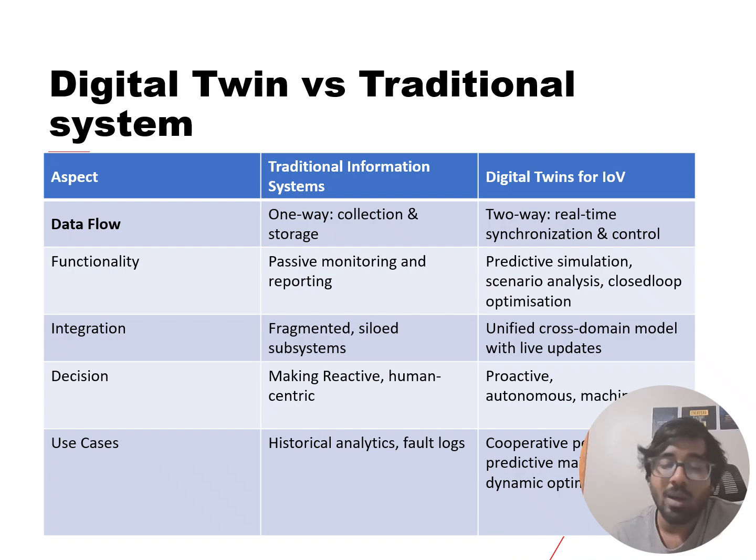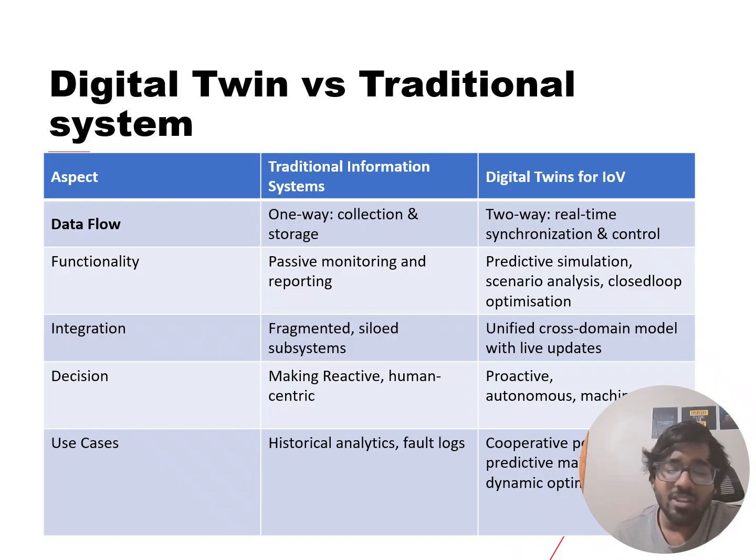The second one is the functionality. For the traditional system, it is passive monitoring and reporting. For the digital twin, it is predictive simulation and closed-loop optimization. For example, if any road has the possibility of getting traffic congestion in the next 5 minutes, then we can capture it by the DT through analysis, and we can control it by increasing the signal times.